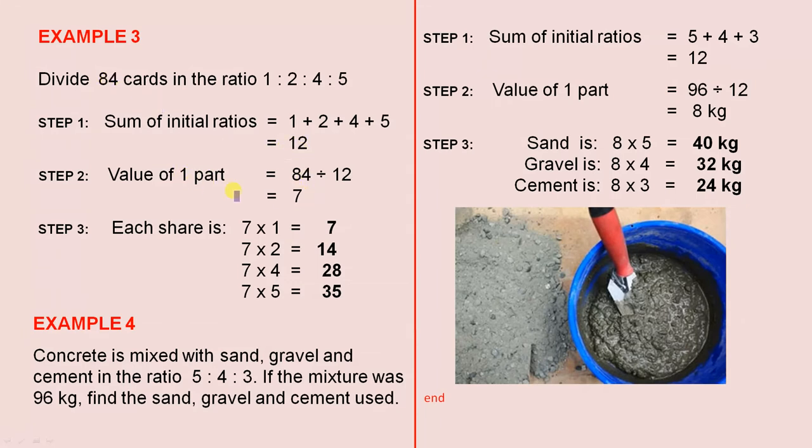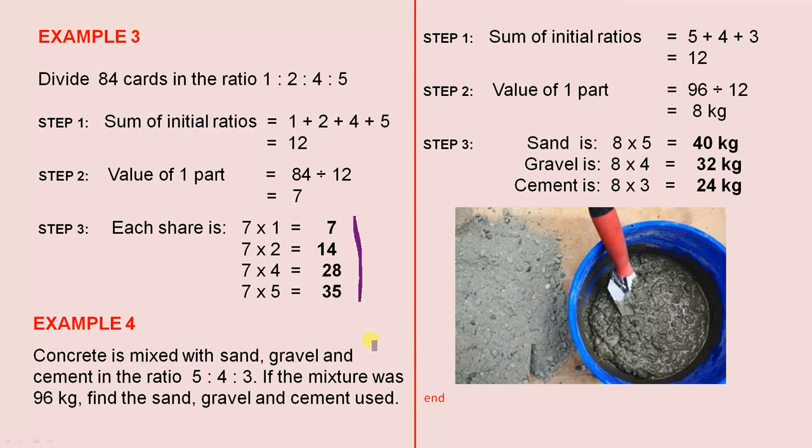So the value of one part will be 7. So here we have now each of the shares, remembering that each of the ratios are 1, 2, 4 and 5. 7 ones are 7, there's one part. 7 twos are 14 for the next part. 7 fours are 28 and 7 fives are 35. So there are the 4 shares.